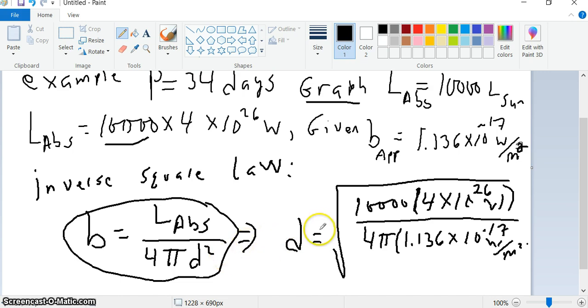So D comes over to the other side, and you have to take the square root of both sides. D is 10,000 times the luminosity of our sun, which is approximately 4 times 10 to the 26 watts, and then you divide by 4 pi, and you divide by this apparent magnitude that you measured in your telescope if you were actually doing this.